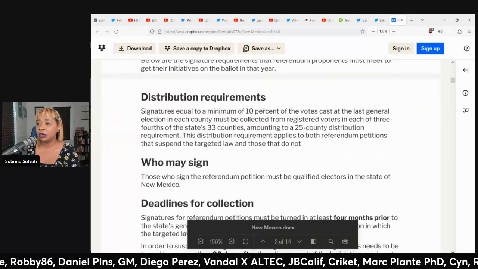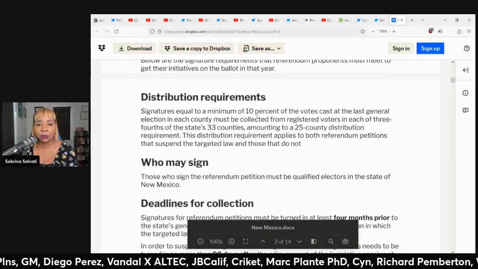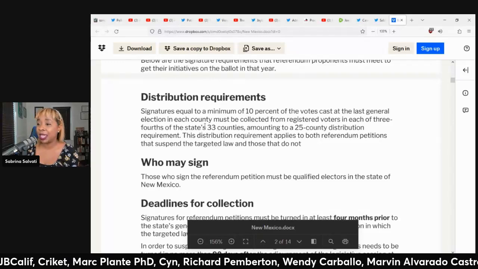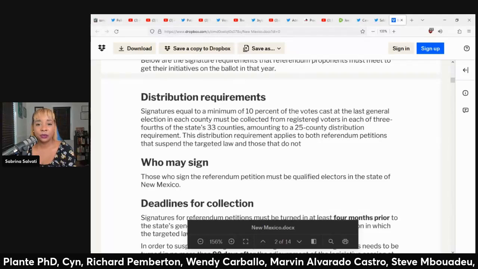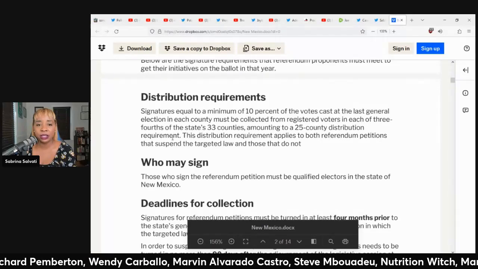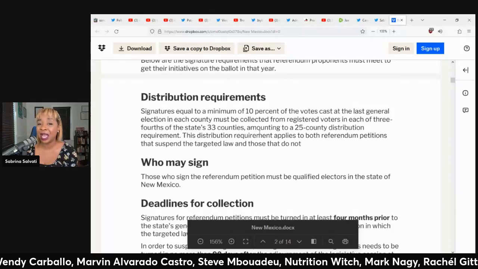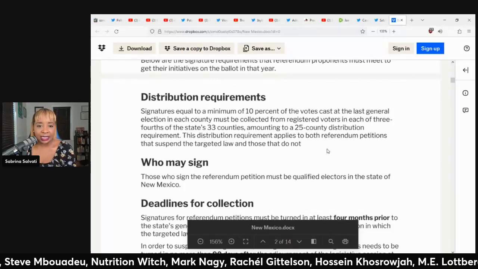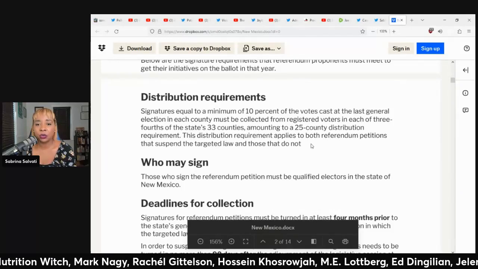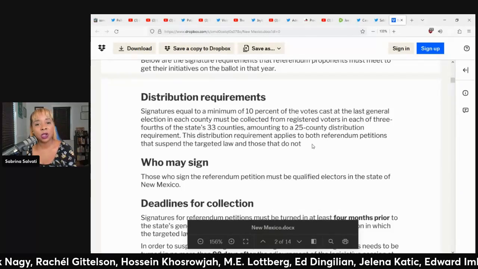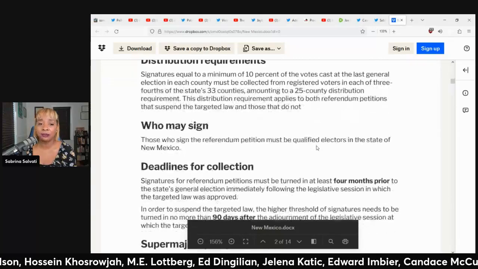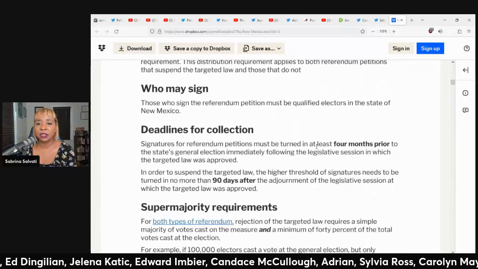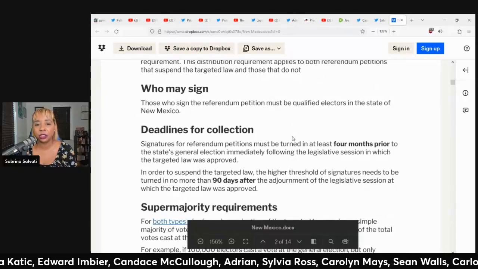So, distribution requirements: signatures equal to a minimum of 10% of the votes cast at the last general election in each county must be collected from registered voters in each of 3/4 of the state's 33 counties, amounting to a 25 county distribution requirement. This distribution requirement applies to both referendum petitions that suspend the targeted law and those that do not. Who may sign? Those who sign the referendum petition must be qualified electors in the state of New Mexico.